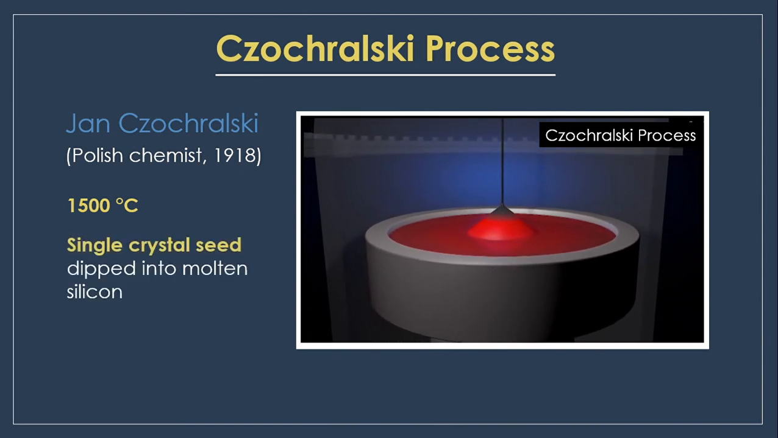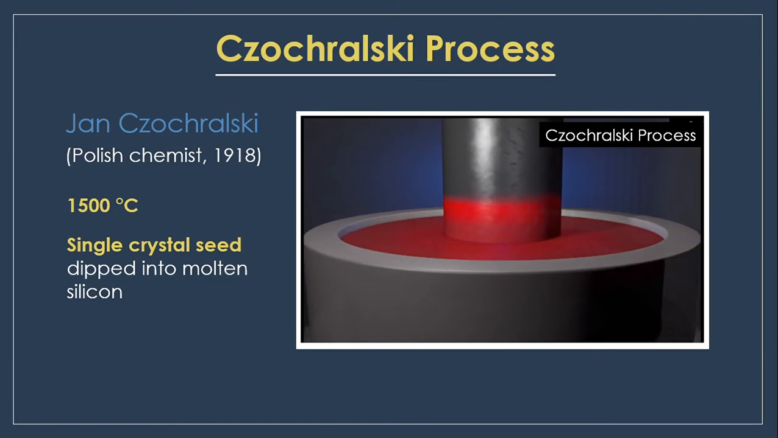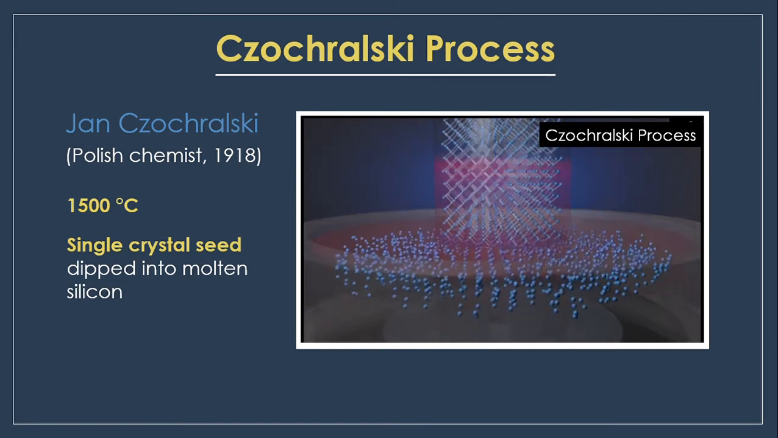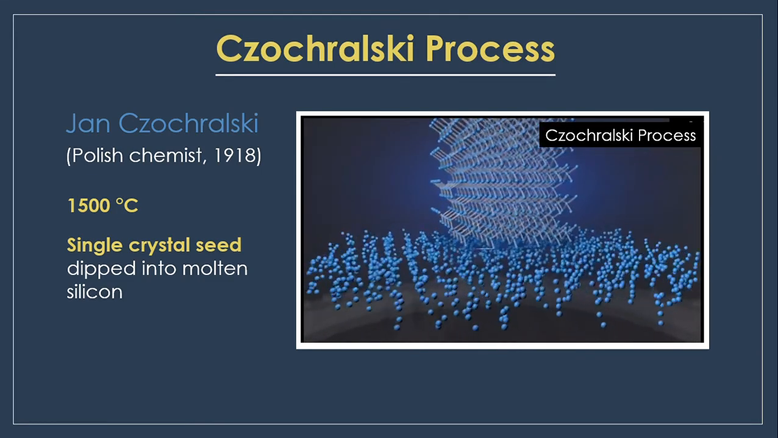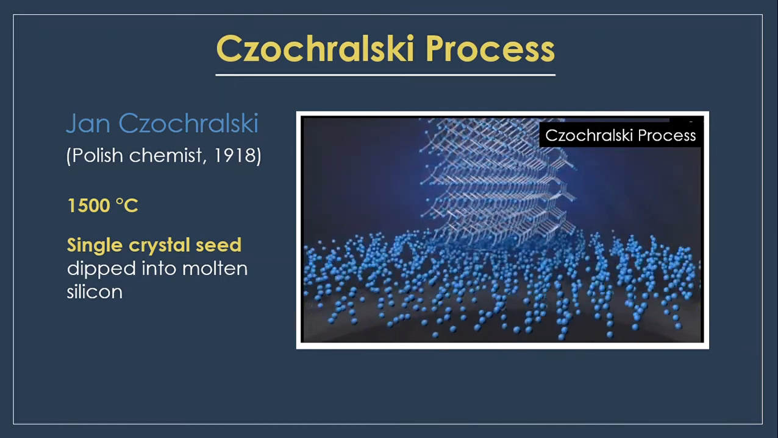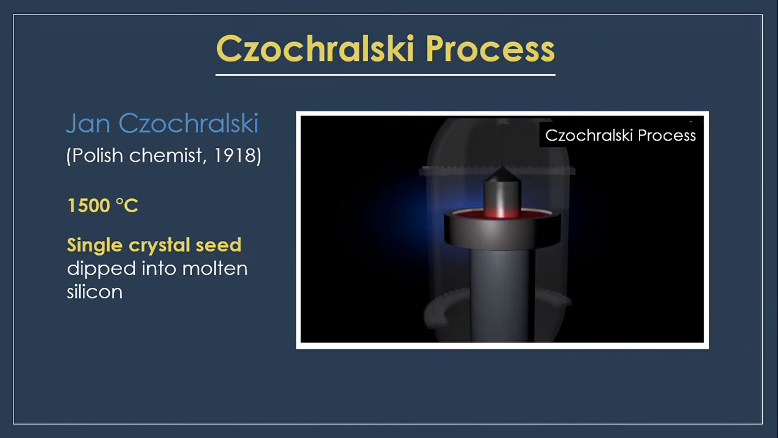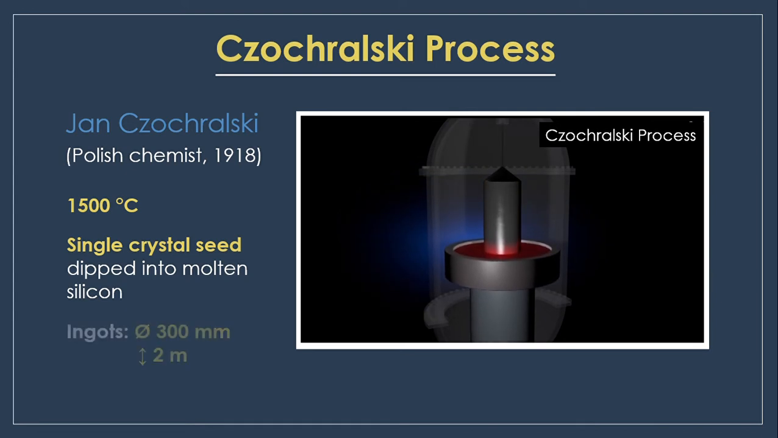The crystal is counter-rotating and pulled upwards, allowing the formation of a large, single crystal cylindrical column from the melt. This big, single crystalline silicon block is an ingot. Through this method, we can process crystal ingots with a diameter of 300 millimeters and with length of 2 meters.